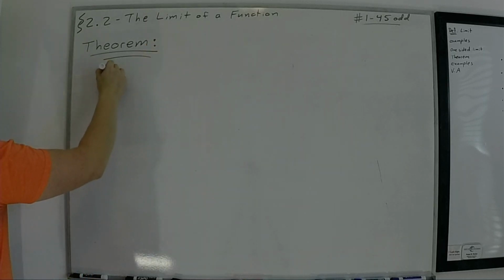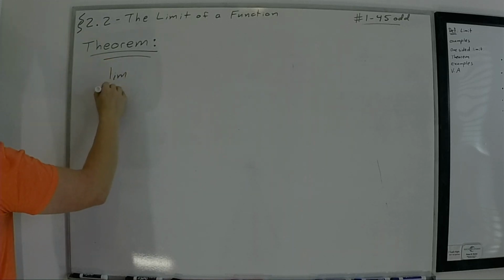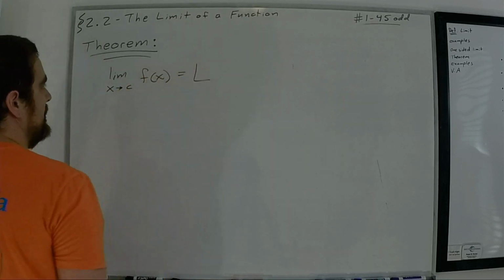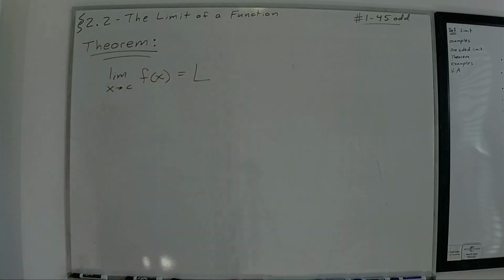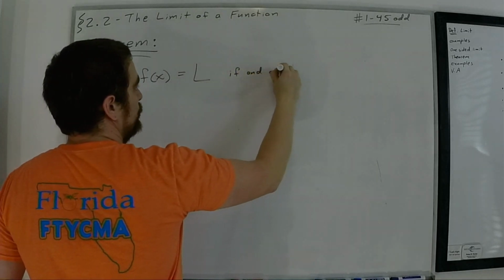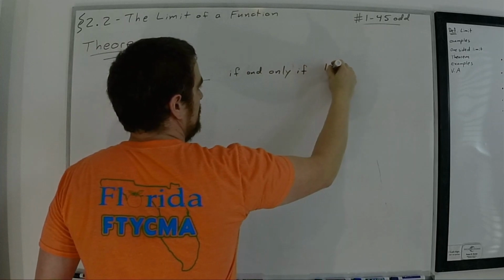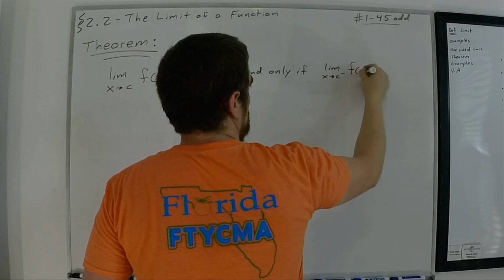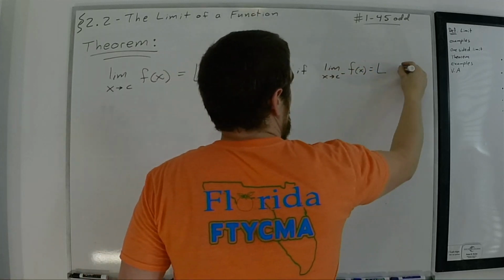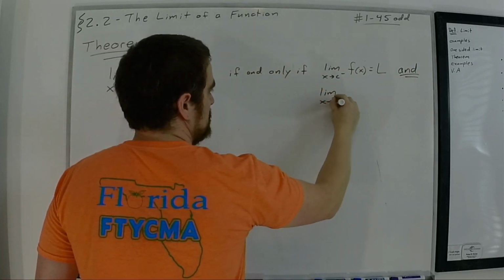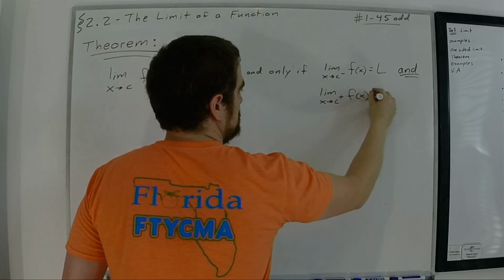And that is the limit. I'm just going to make it nice and short and sweet. The limit as x goes to c of f of x equals L, that means that this limit exists if and only if the limit as x goes to c from the left of f of x is equal to L, and this is a very important "and", the limit as x goes to c from the right of f of x is equal to L.